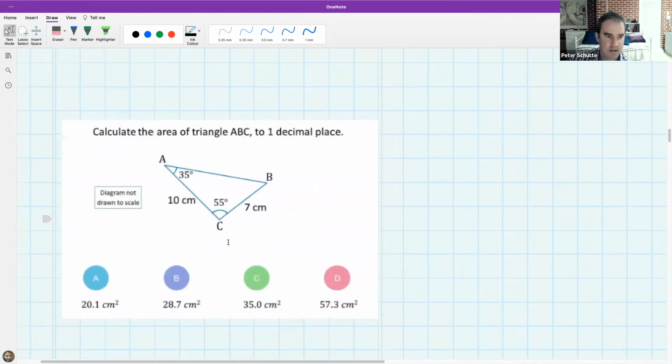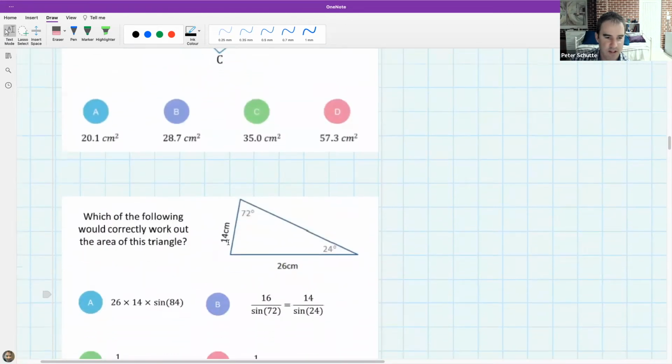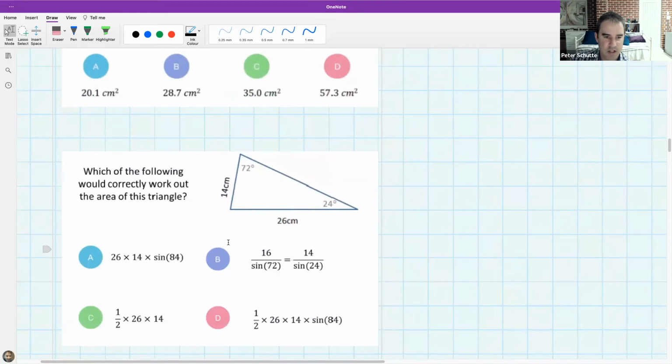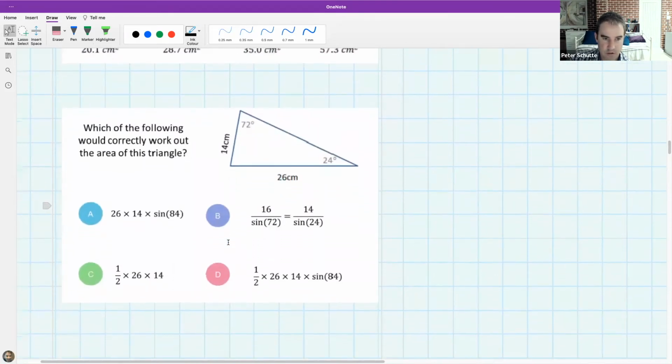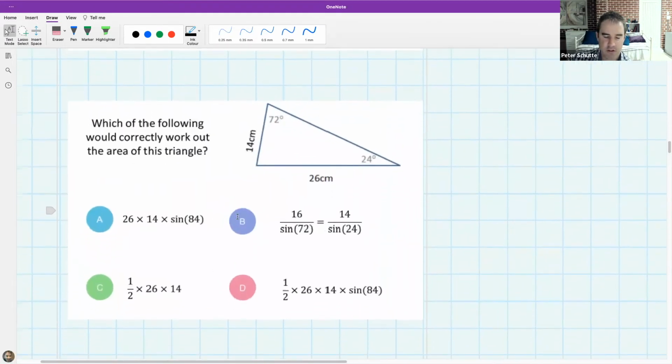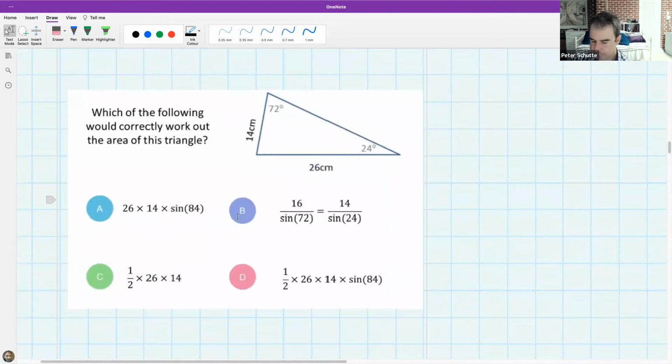Okay, so let's make it a little bit trickier now. So we've got this idea, and I want us to think about this question. I'm going to give you more time. Let's read it together. Which of the following would correctly work out the area of a triangle?